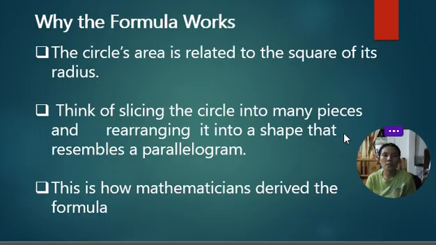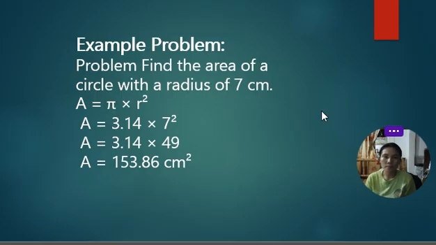Why does the formula work? The circle's area is related to the square of its radius. Think of slicing the circle into many pieces and rearranging them into a shape that resembles a parallelogram. This is how mathematicians derive the formula.